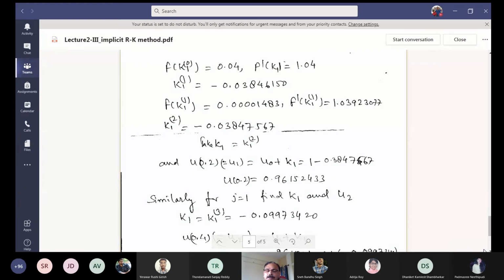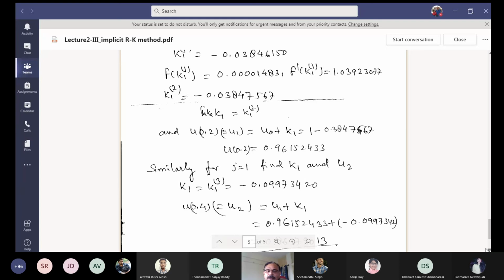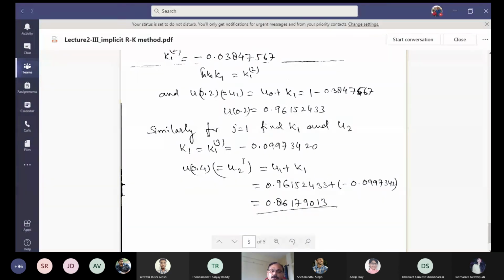So once you get the value of K1, you can get the value of U2, right? So again, you see for implicit methods, even though we have got it with fewer parameters, that second order Runge-Kutta implicit method, we require the Newton-Raphson method, and we have to do the calculations for that. So the number of calculations again increases here. Is that right?